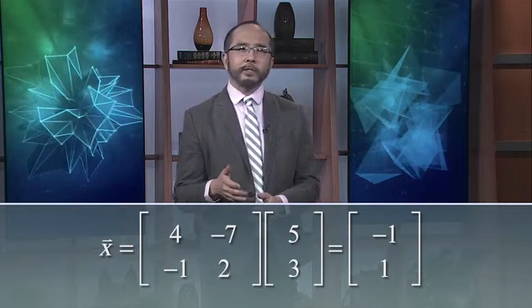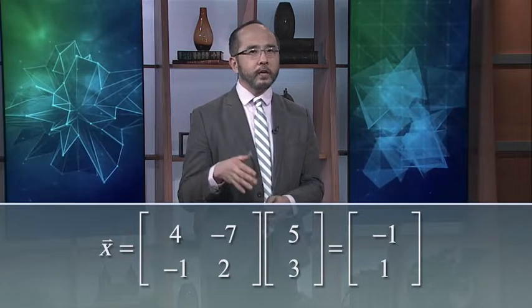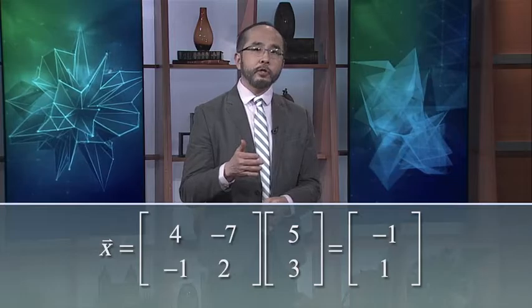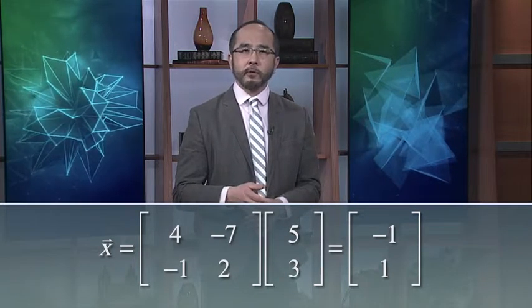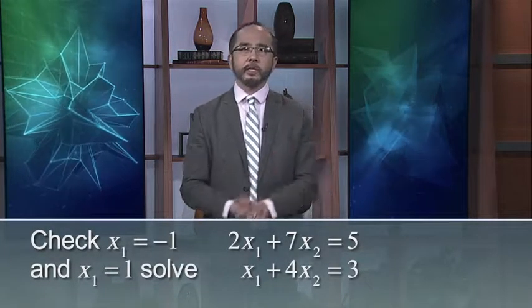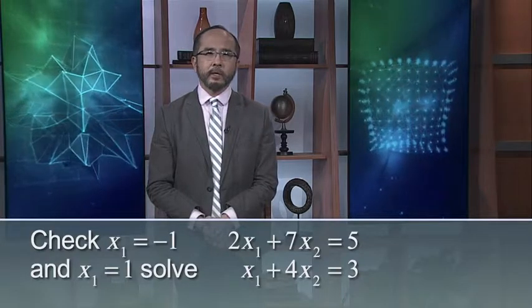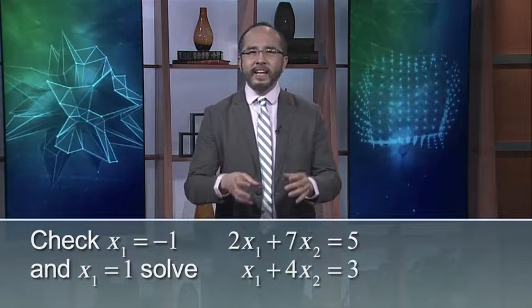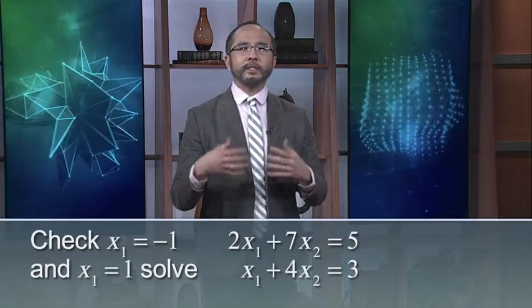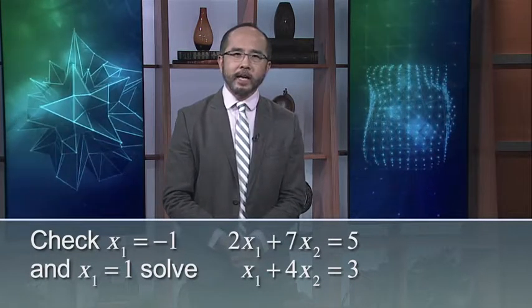Now take a moment to check that X1 equals minus 1 and X2 equals 1 solves the original system. You can just plug the numbers in and check that it solves the system. So we see that if a matrix has an inverse, we can solve the system of equations AX equals B.